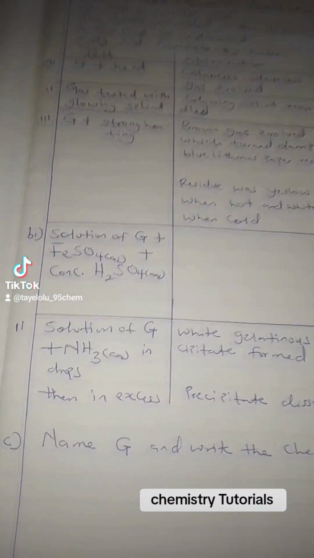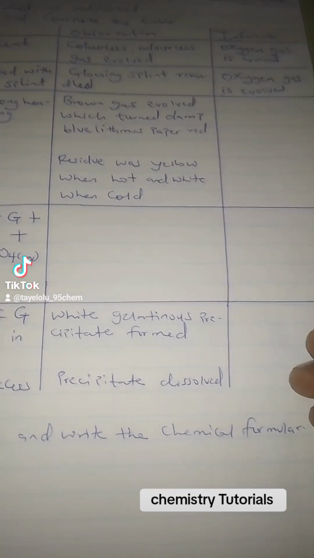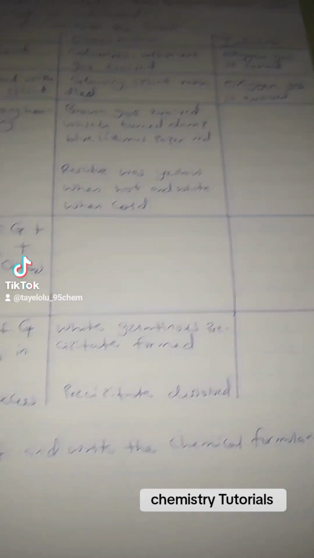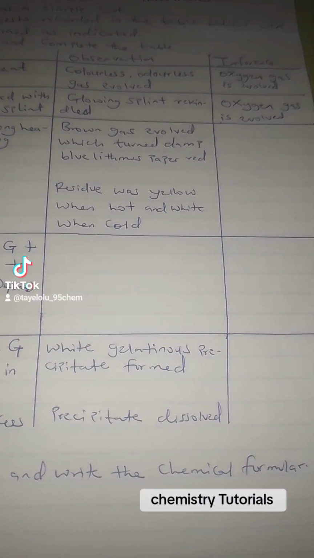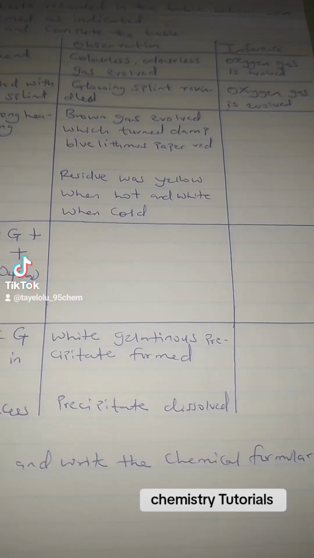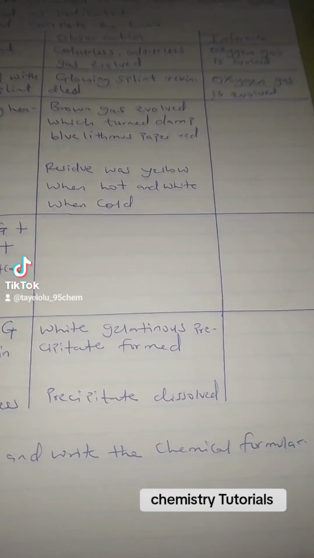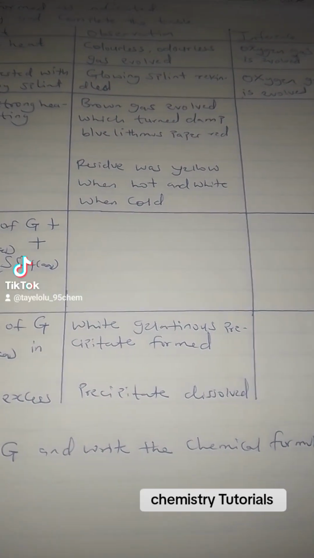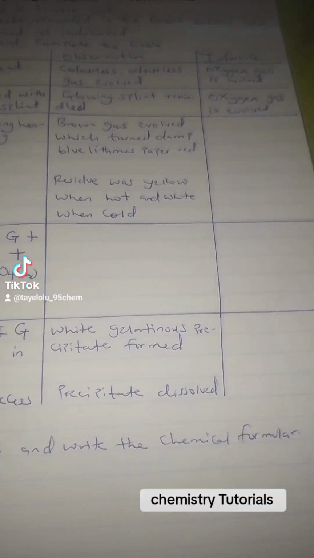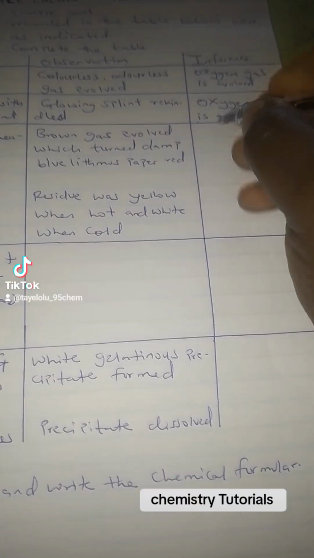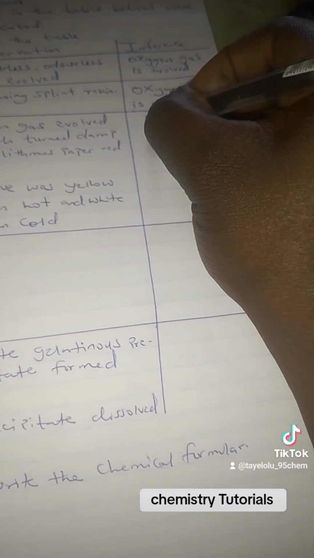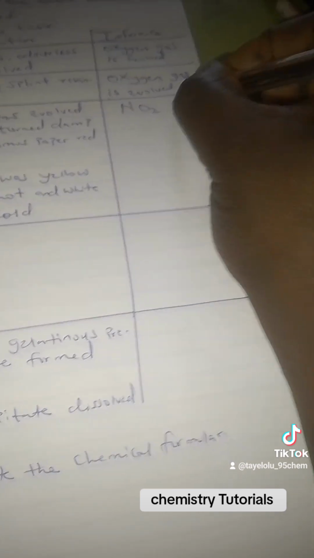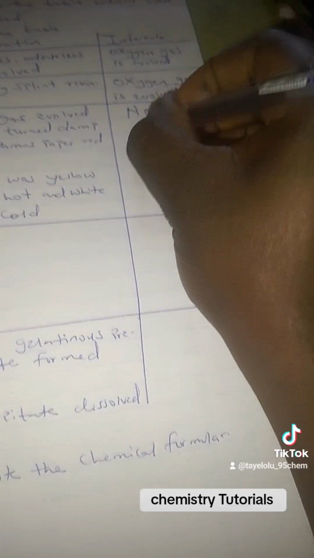It says G plus strong heating. So the observation gave a brown gas evolved, which turned damp litmus paper red. Now we can see here that this gas is acidic in nature, but they have given us another observation which will help us identify what acidic gas this is, because it's brown. So the gas that is acidic in nature and is brown is NO2 gas, that's nitrogen dioxide. So what we have here will be NO2 gas evolved.